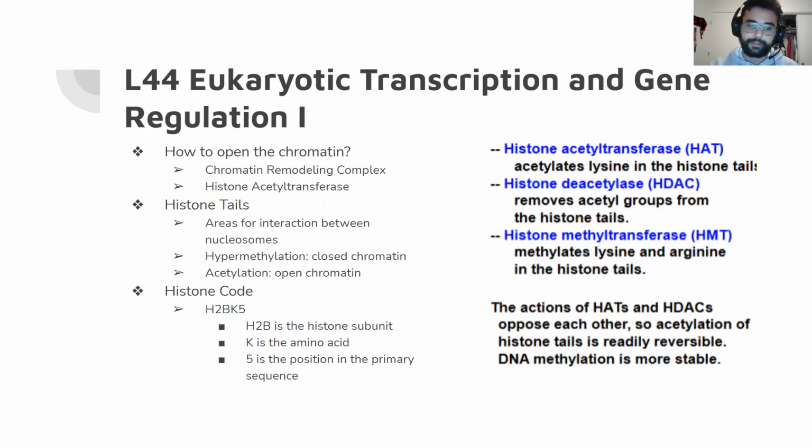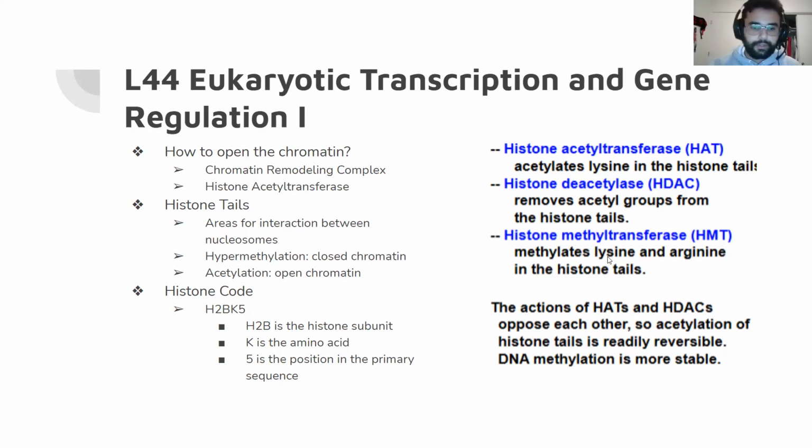So how do we open that chromatin up? There are two different ways. We have our chromatin remodeling complex and our histone acetyltransferase. Usually when we're talking about histone acetyltransferase, I actually put it here on the right. We have two different enzymes that are involved with acetylation. We have our histone acetyltransferase, our HAT, which acetylates the lysine in the histone tail, and we have our histone deacetylase, which removes the acetyl groups from the histone tail. The important thing about the histone tail is that this is the area of the histone where all the interaction takes place. So this is where a lot of our regulatory mechanisms are going to be taking place.